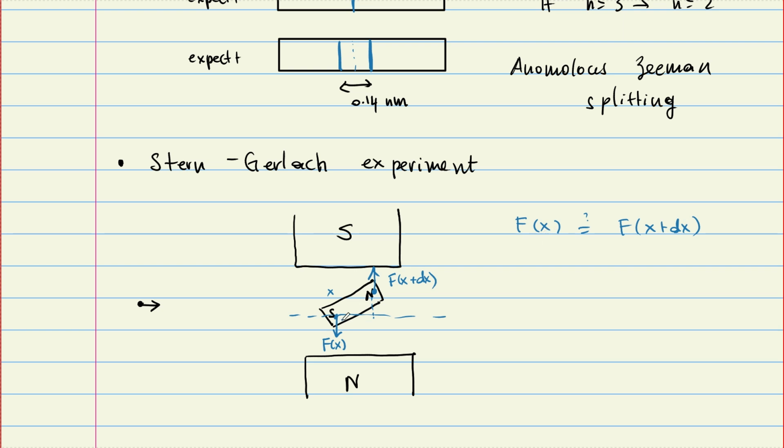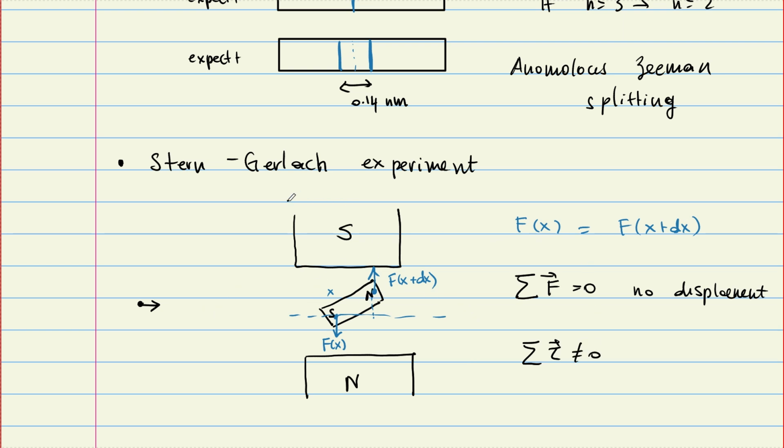The magnitude of force at x, the magnitude of force on this end, and the magnitude of force on this end. What is the relationship? Are they equal or unequal? They are equal, right? Because it's the same B. So this is equal, then the net force is 0, so no displacement. Of course, the net torque is non-zero and it's going to rotate this object.